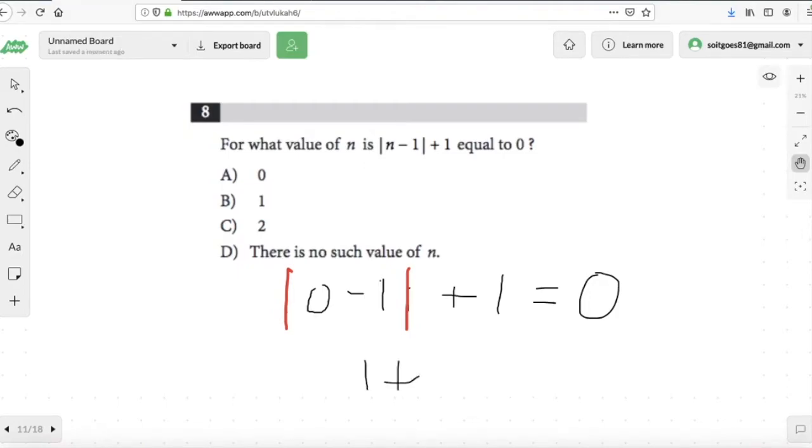So that would be 1 plus 1. Exactly right, because 0 minus 1 is a negative 1, but the absolute value of negative 1 is just positive 1. Again, we can make it positive if it's negative. Does that equal 0? No, that would be 2. That's 2, so we can eliminate answer choice A. Does that make sense?